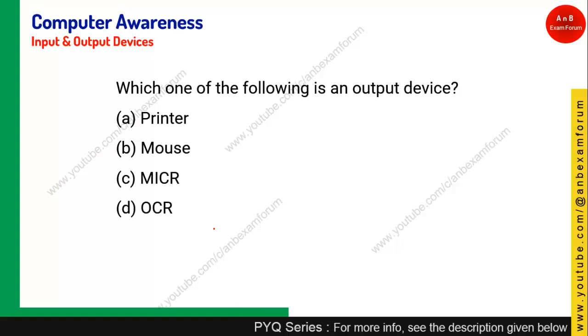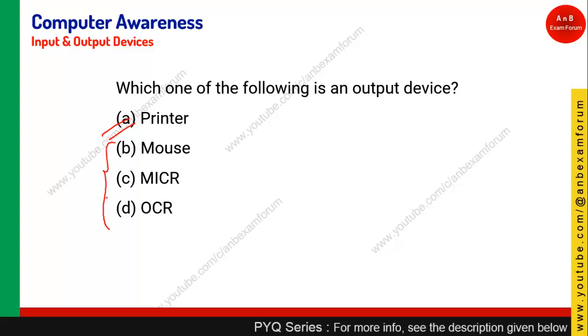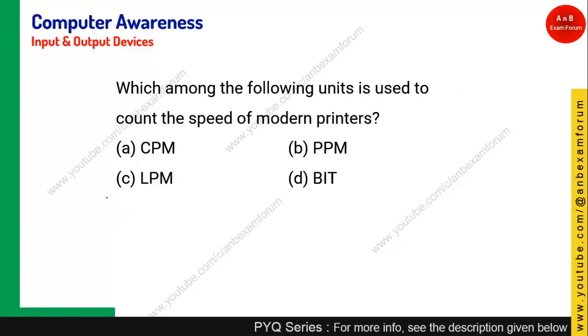Coming to the next question, which of the following is an output device? We have seen many questions on input and output devices. Now you should know all these answers. So printer, as you know, is an output device, whereas all the others are input devices. So option A is the right answer.